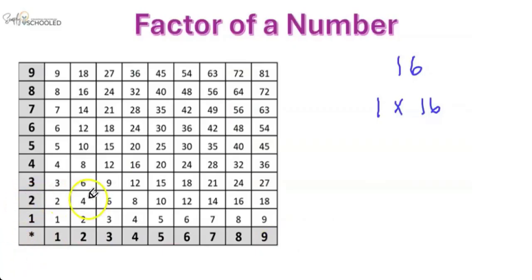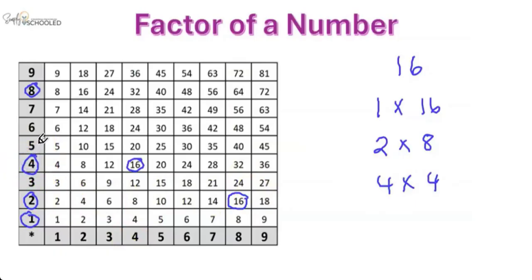And then 2, if you go over here, here's 16. So we know that 2 times 8 equals 16. So remember, we've done 1, we've done 2, and we've also done 8 because 2 times 8 is 16. 3 does not factor into 16. There's no number we can multiply 3 by to get 16. 4 is right here, which is 4 times 4. There's another factor. So we got 4.